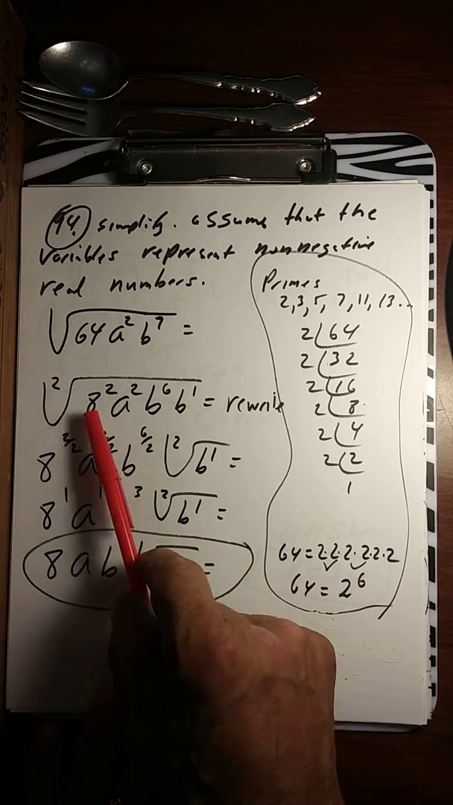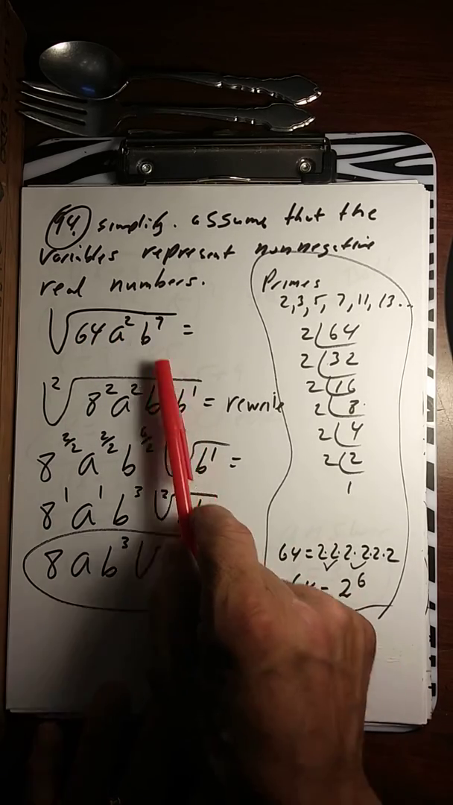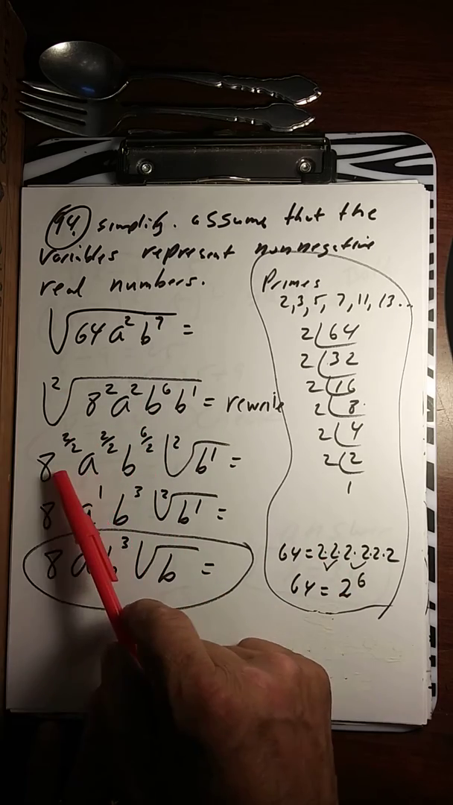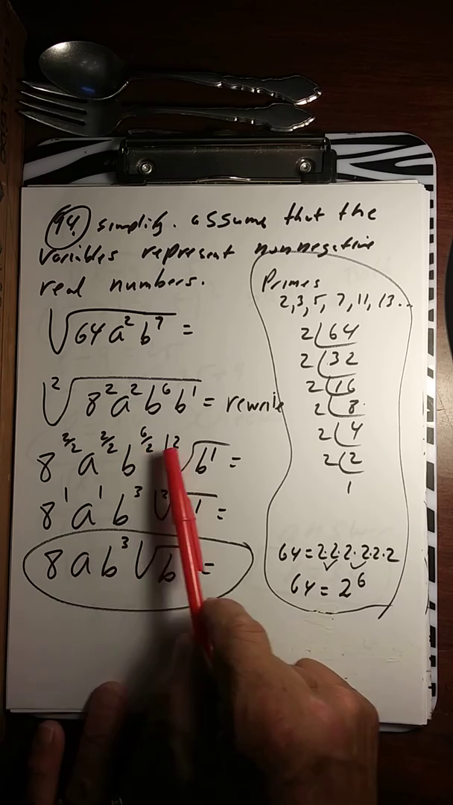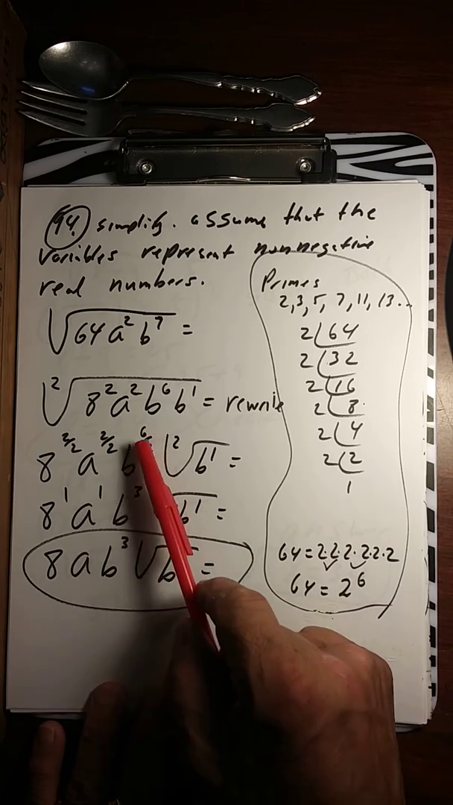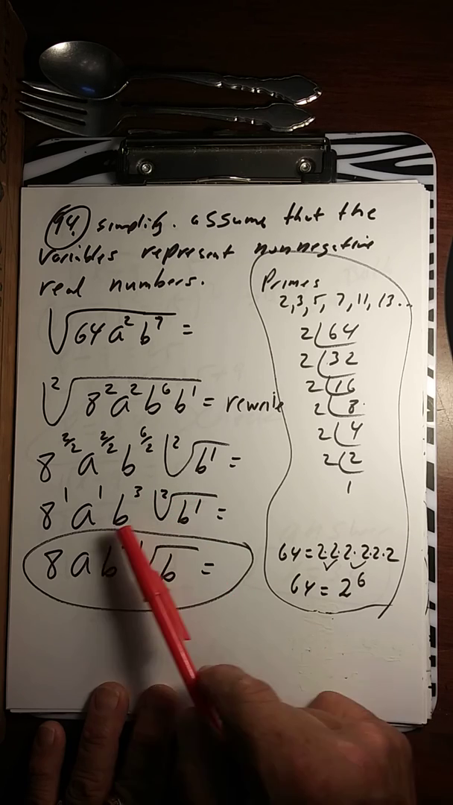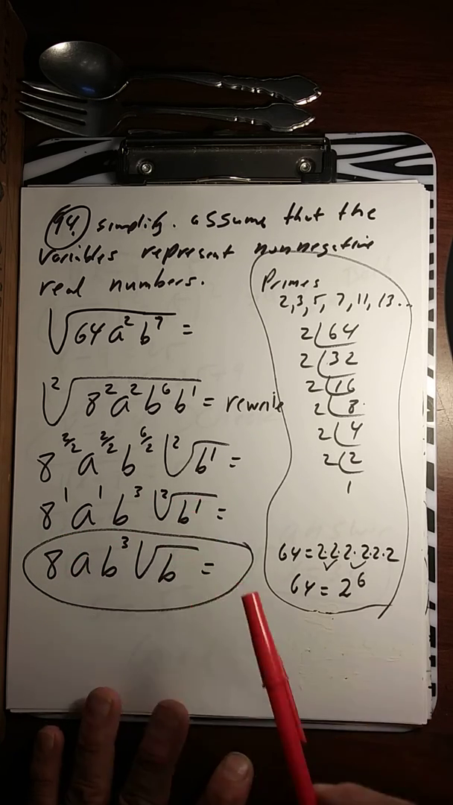So now this one, 8 squared is this, 8 squared, B6 and B1 is that. So now divide the powers in there. 2 divides this one, 2 divides this one, 2 divides that one. And this one stays there. So it's going to be 1, it's going to be 1, it's going to be 3. So 8A, B3, square root of B, that's it.